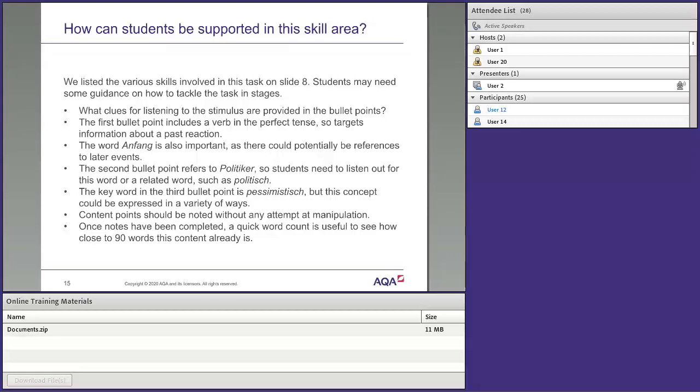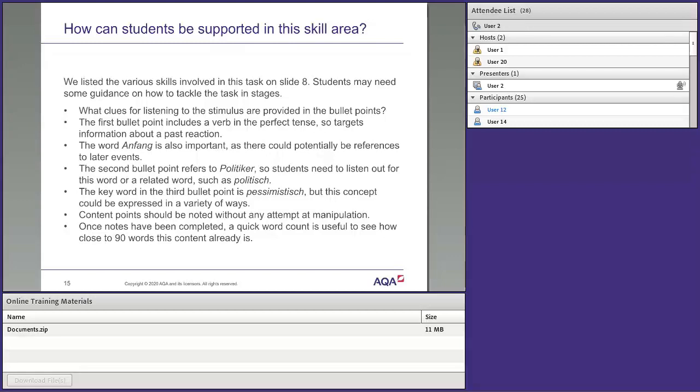In the one we've just looked at, the first bullet point included a verb in the perfect tense, so this targeted information about a past reaction. The word Anfang is also important, as there could potentially be references to later events in the passage which may not be relevant. The second bullet point refers to Politik, so students need to listen out for this word or a related word such as politisch.